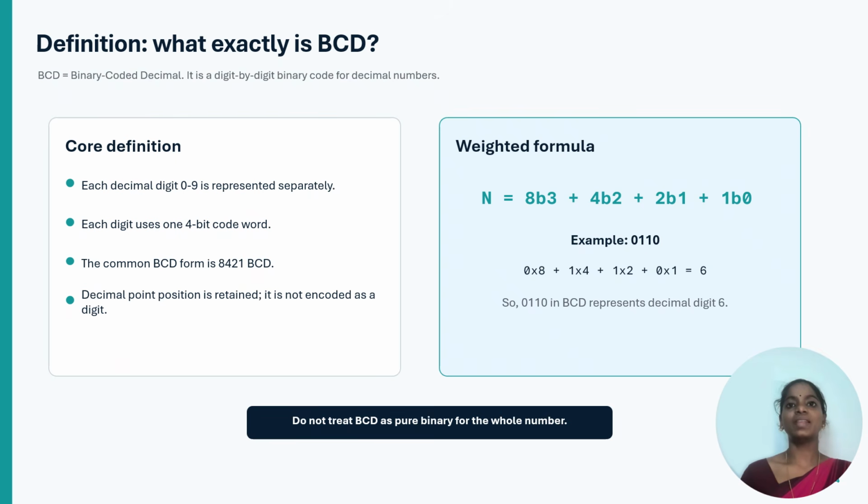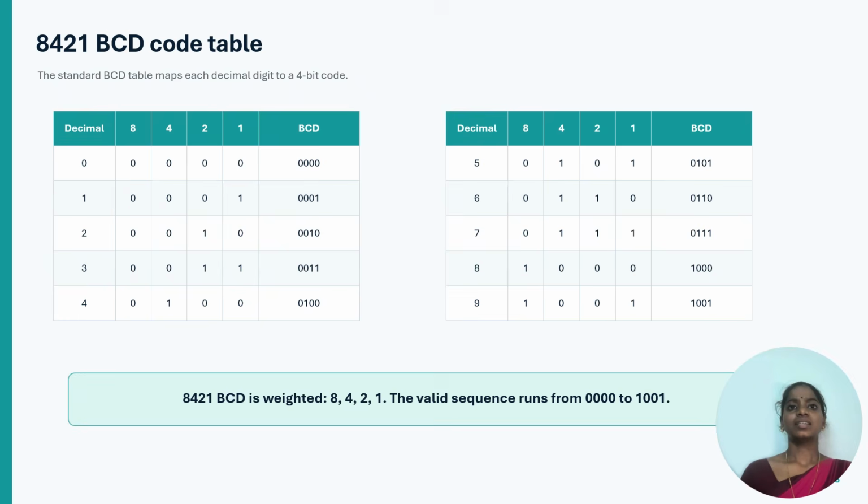N is equal to 8B3 plus 4B2 plus 2B1 plus 1B0. For example, 0110 represents decimal 6 because 8 times 0 plus 4 times 1 plus 2 times 1 plus 1 times 0 is 6. Thus, 8421 BCD is a weighted code. Here, refer to the 8421 BCD code table. For example, decimal digit 8 is represented in BCD code as 1000.